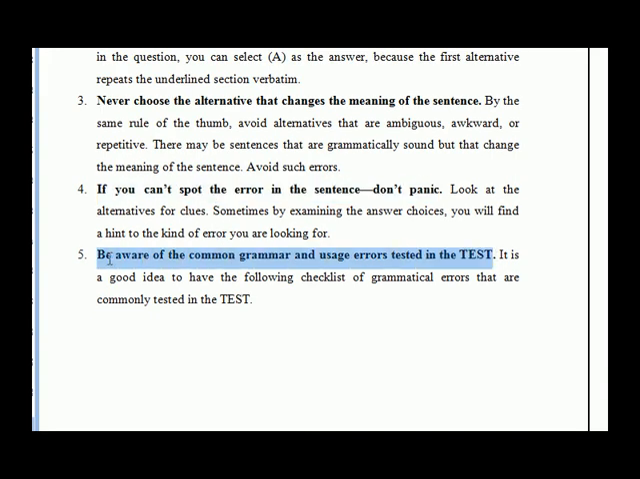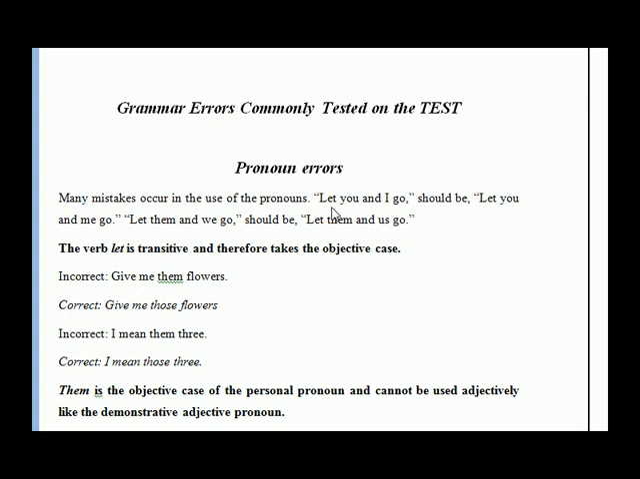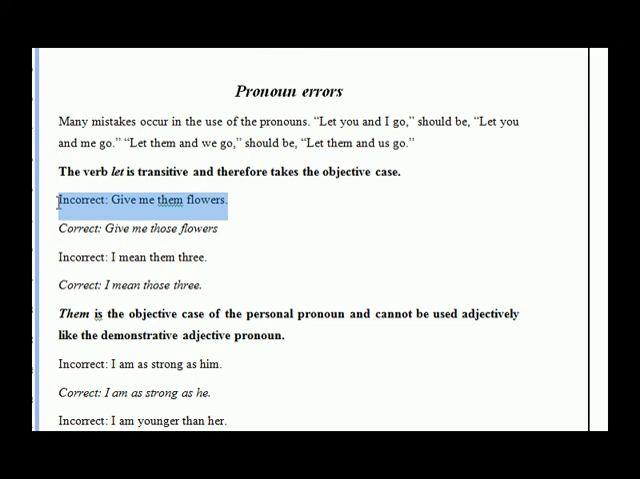And of course you need to be aware of the most common grammar and usage errors. Now this is key. You can't be expected to learn the whole of English grammar. You have to focus on the specific errors that the test makers test you on. So let's take a look at the most frequently tested errors. The first one is a pronoun error. So an incorrect statement would be, give me them flowers. Them is a wrong pronoun to use. Give me those flowers, and so on.